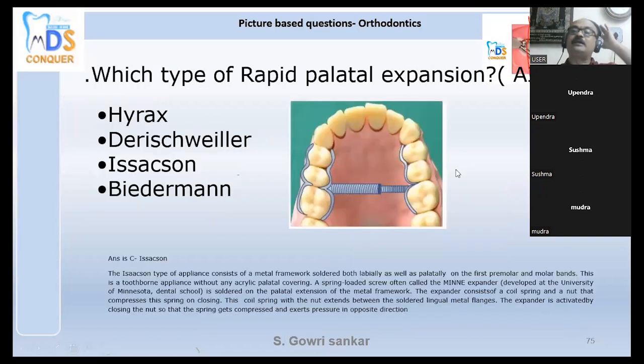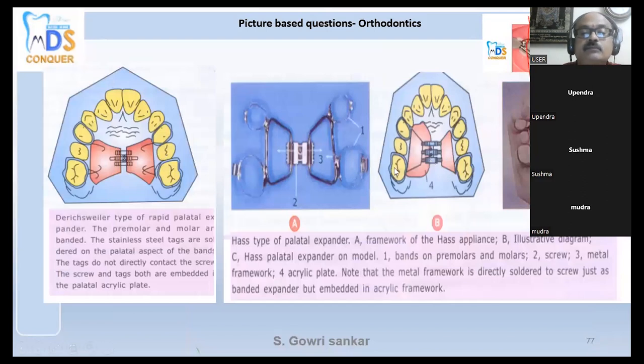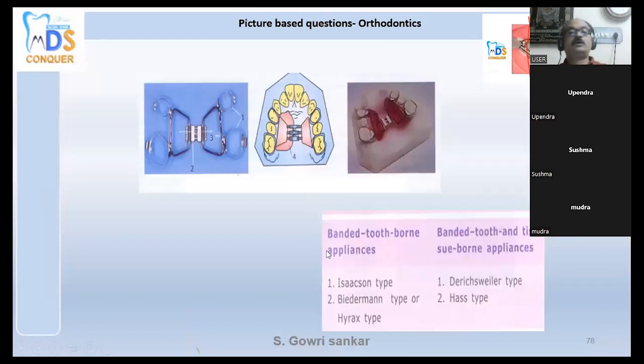So another important question, this is also asked often: how do you identify different types of expansion appliances? Yes, the first thing is you have to see whether they are tooth borne or tissue borne or both. If anything is given like this, it is meant to put an acrylic.